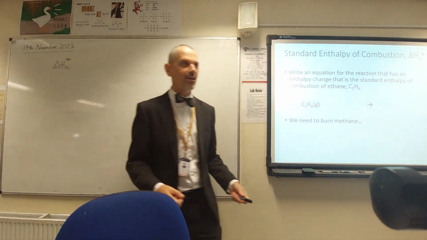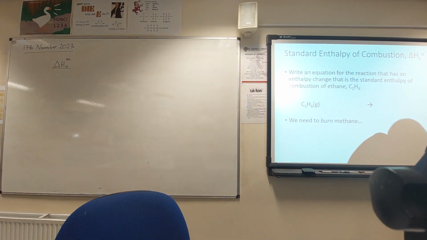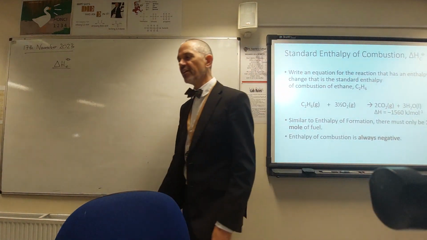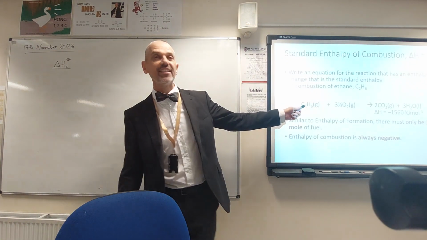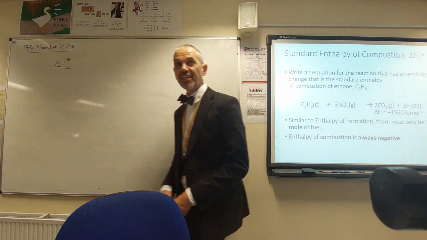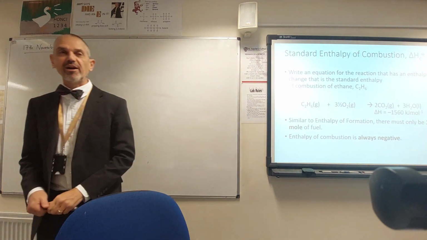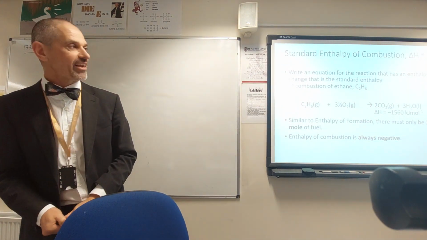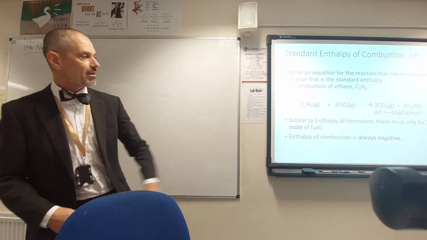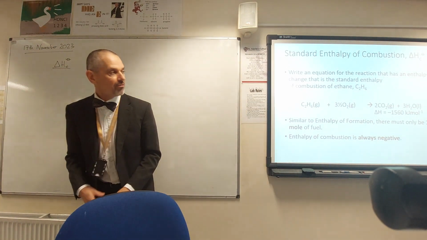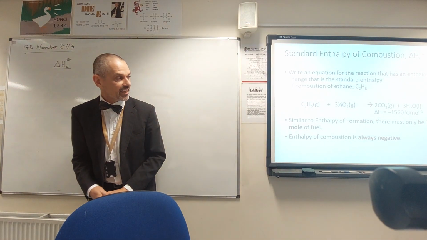So no matter how much you might want to put a number in front of it, we have to make sure that there's only 1 ethane in the equation, because if there was 2 ethanes, that would be twice as much energy. If we double the balancing numbers in the reaction equation, then we double the amount of energy released. So there must only be 1 mole of fuel, whatever it is, ethane in this case.